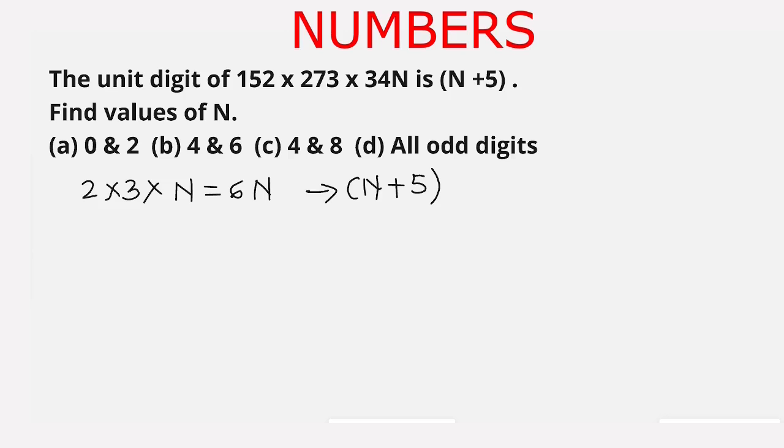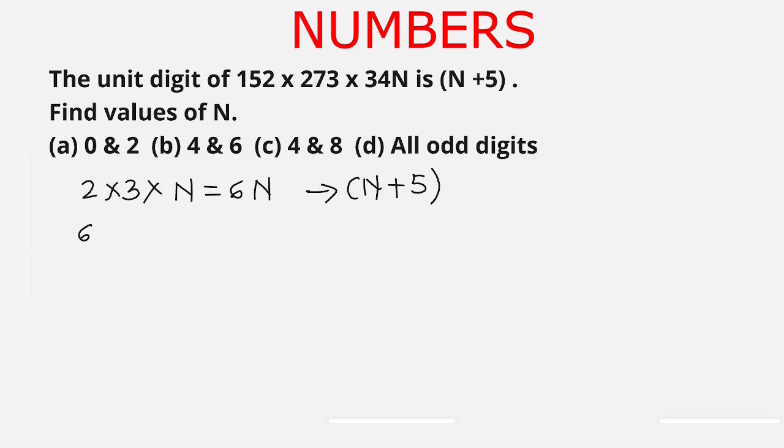What we observe that 6n is even number, and if n plus 5 has to become even number, then n must be odd, because odd plus odd make even number, and whatever the value we put of n in 6n, that must match with n plus 5. So n has to be odd. This is one thing, and we can verify it.